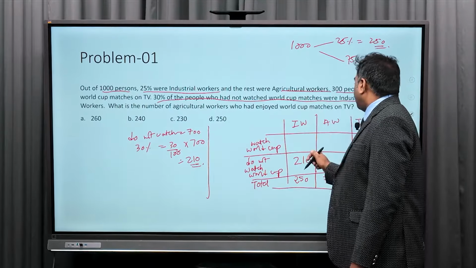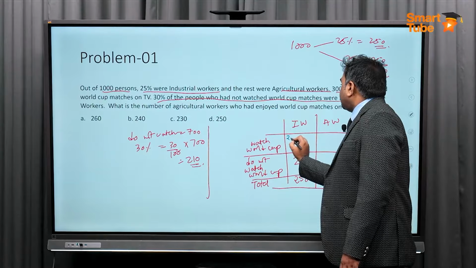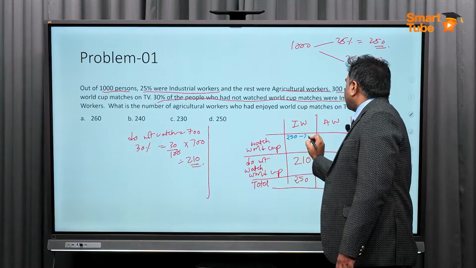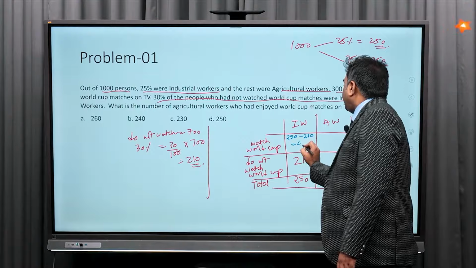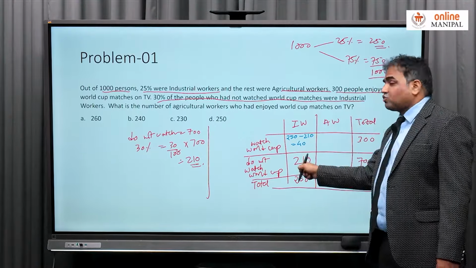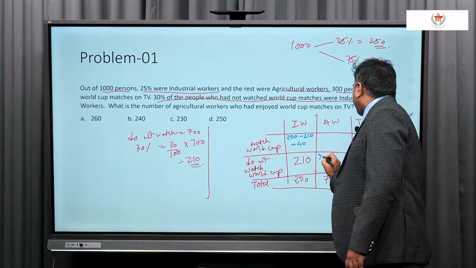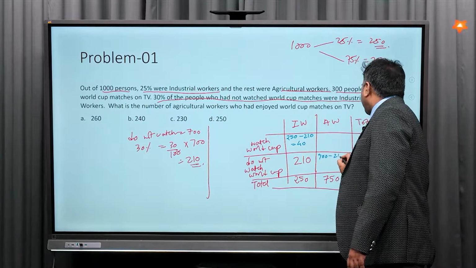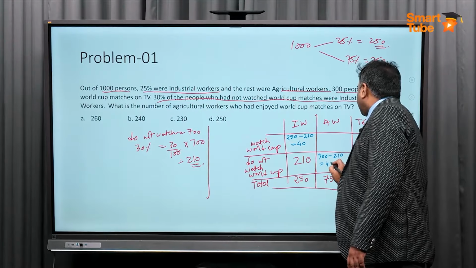Now once you get this, so what would be this value? This would be 250 minus 210, this would be 40. What would be this value? This is 700, this is 210. So this would be 700 minus 210, this would be 490.